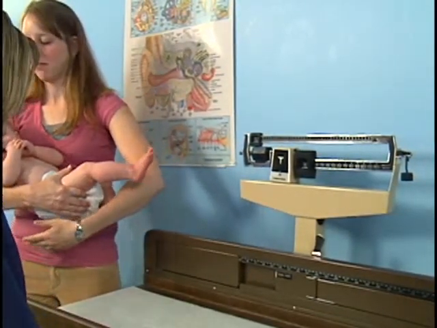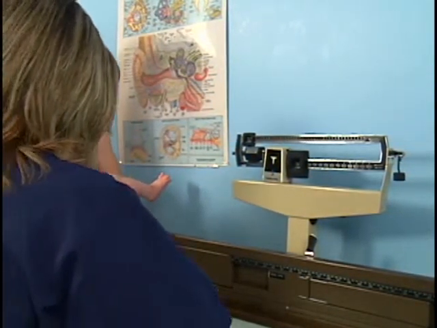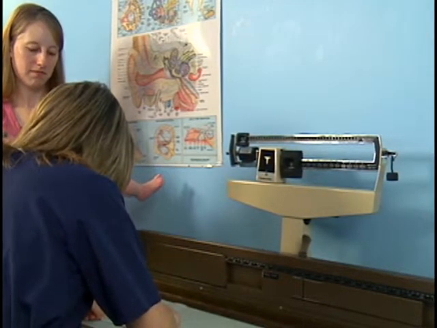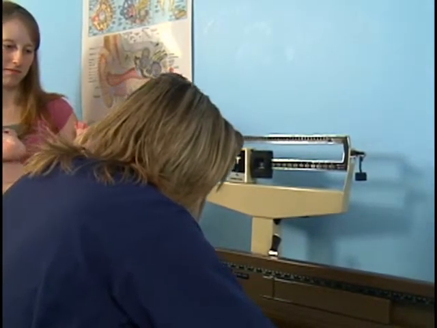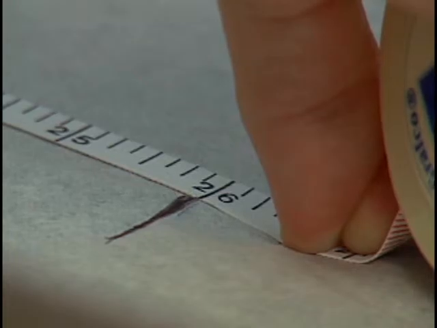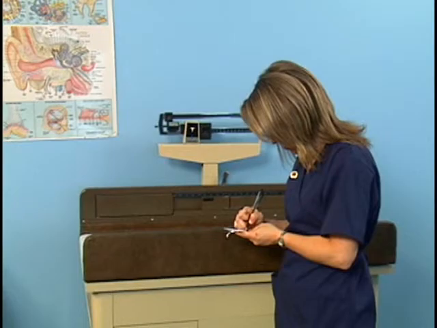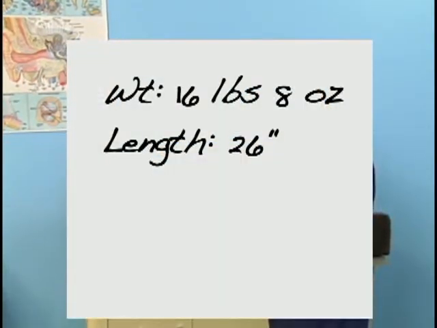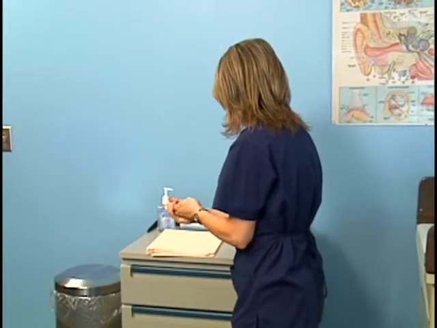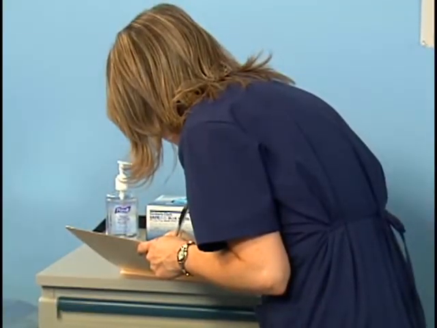Now, position the 0 mark of the tape measure on the first line and stretch it out to the second line. Read the infant's length in inches to the nearest eighth of an inch on the tape measure. As you can see, the tape measure also indicates that Jonathan's length is 26 inches. Jot down this value or make a mental note of it. Sanitize your hands and chart the results.